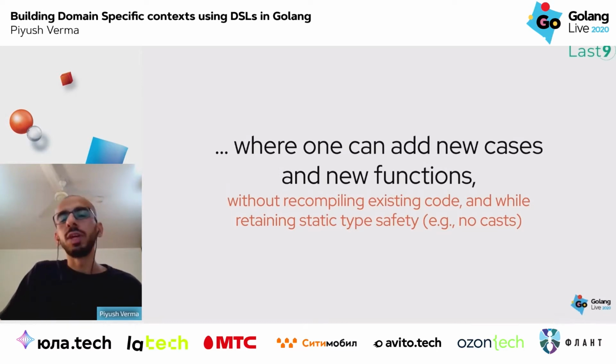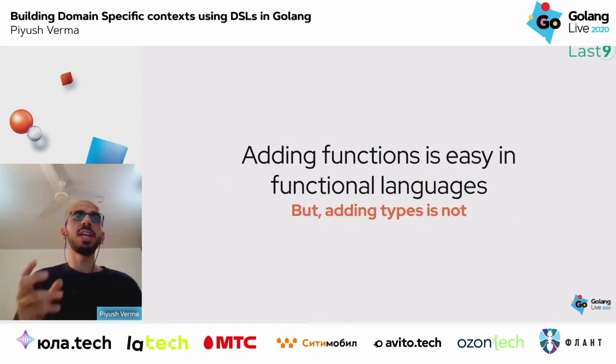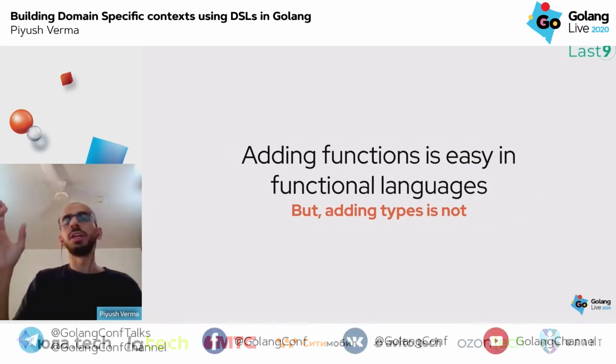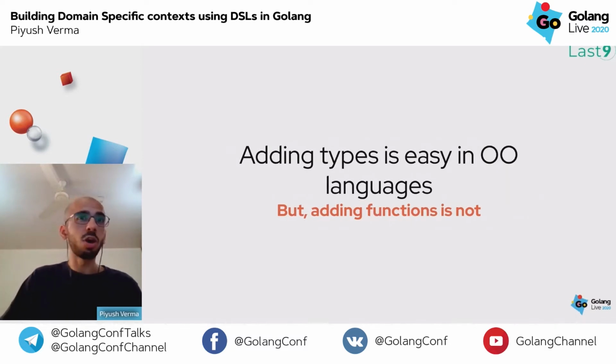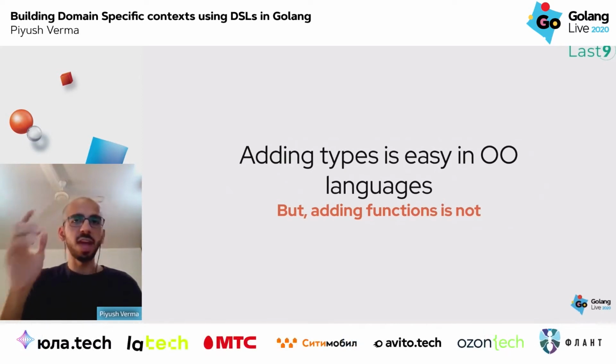So if you come to think of it as an expression problem, adding functions is very easy in functional languages. There are types which are already defined. I can keep adding new functions to it. It's fairly easy, but adding types is not. On the other hand, in object-oriented languages, adding functions is not easy, but adding types is. You want to take a moment to grasp this. There's also a link in my slide, so you can actually read the paper. It's fairly straightforward and a worthy read.